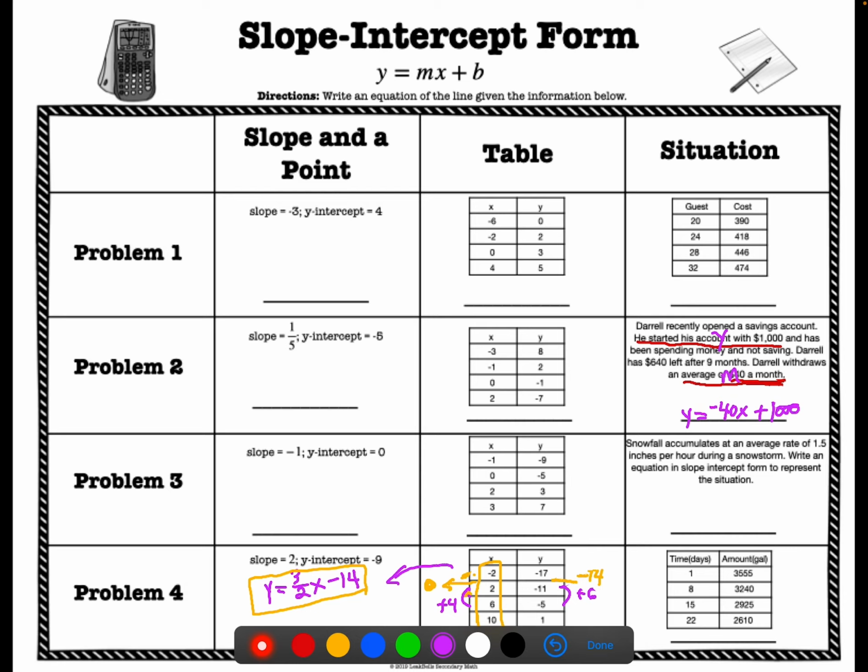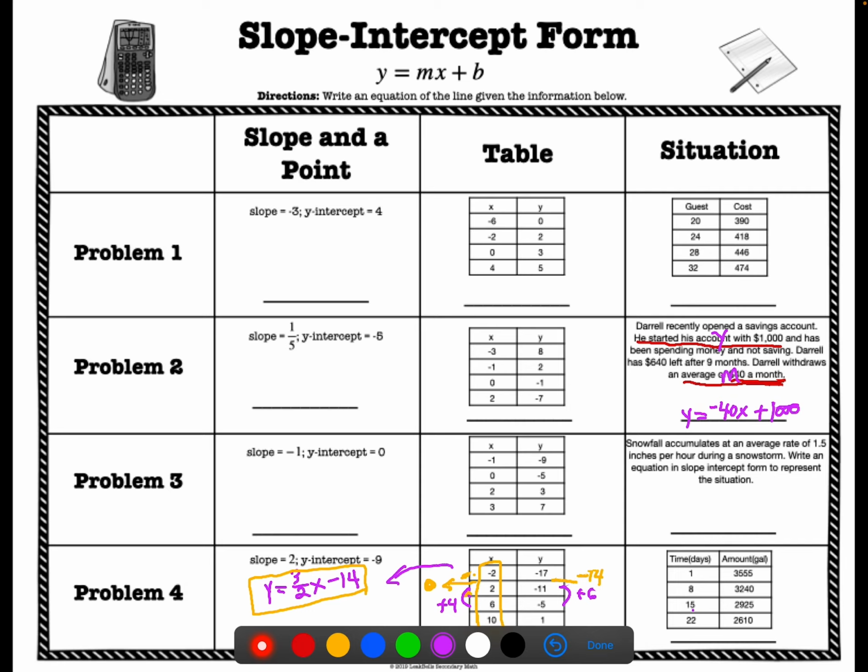All right, it says we have time, which is given in days. So we got a day, 8 days, 15 days, 22 days. And then we have amount in gallons. So the first day was 3,555. The 8th day was 3,240. 15th day, 2,925. 22nd day, 2,610. Okay, clearly, as the days increase, the amount of gallons decrease.